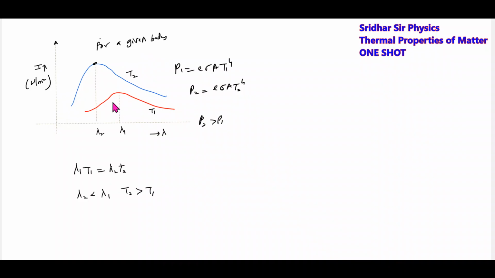A given body will radiate energy of all wavelengths. Then the temperature of the body depends only on this wavelength. The temperature of the body is related to the wavelength for which intensity is maximum by Wien's displacement law. It will emit all the wavelengths, but there is one wavelength for which intensity is maximum, and that will be related to the temperature of the body by Wien's displacement law. Hope you are able to understand this concept. It is very, very important.